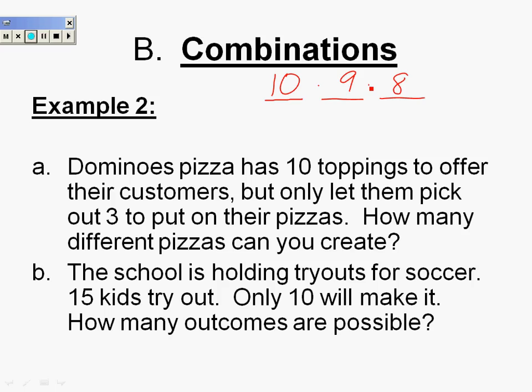So, for those 3 toppings, I want to find out how I need to get rid of the order, because this creates an order. This is saying that pepperonis, onions, and bell peppers is different than pepperonis, bell peppers, and onions. So the orders are different. And we don't want to take that into account, so we're going to divide it out.